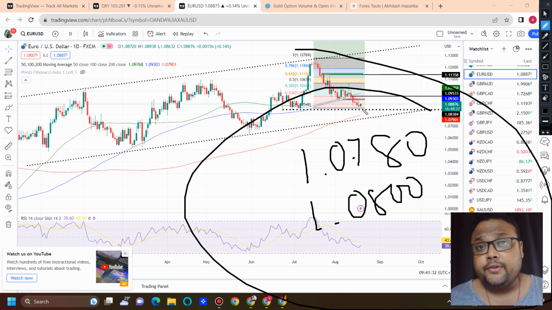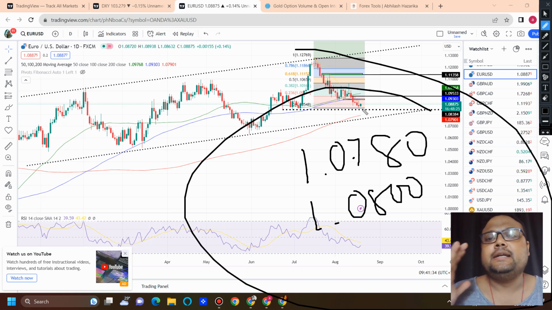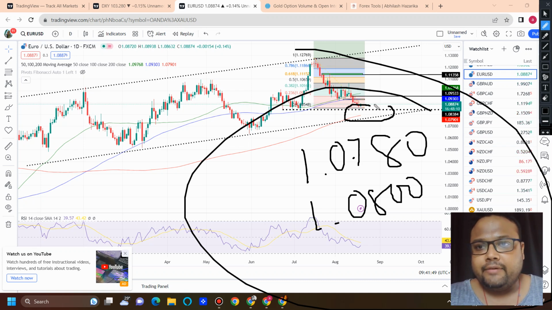So if you're a swing trader or if you're a positional trader, this is the level you should be keeping your eyes on, because as a swing trader or a position trader, your trades will last for a couple of days, and obviously you want bigger profits. So yes, to ride the swing, you need to catch the market at the right level, and this can be the right level considering the higher time frame.